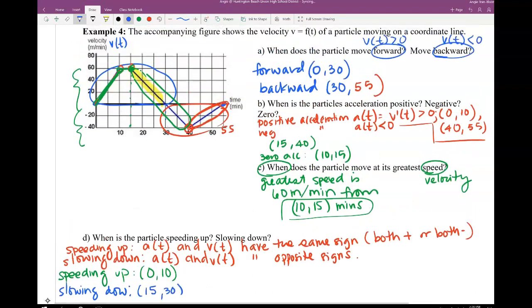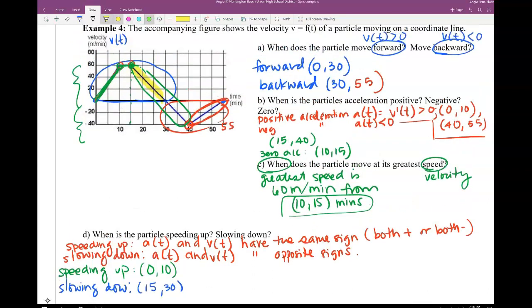Then let's look at the next piece. Okay, how about this one? This piece right here, velocity is negative because it's below the y-axis, and acceleration is negative because the slope is negative. So that piece right there is actually speeding up because the signs are the same. Okay, so that's actually speeding up, and that is from 30 to 40.